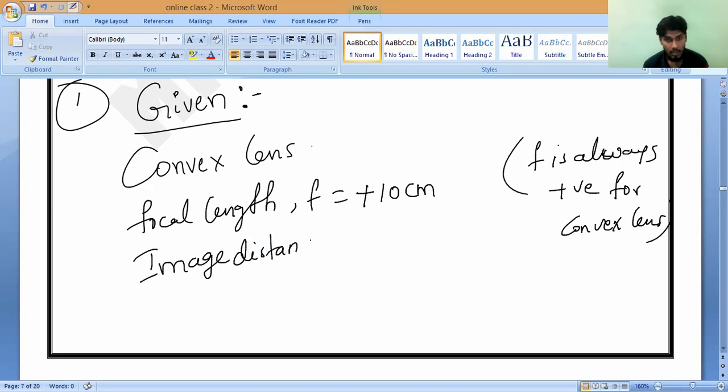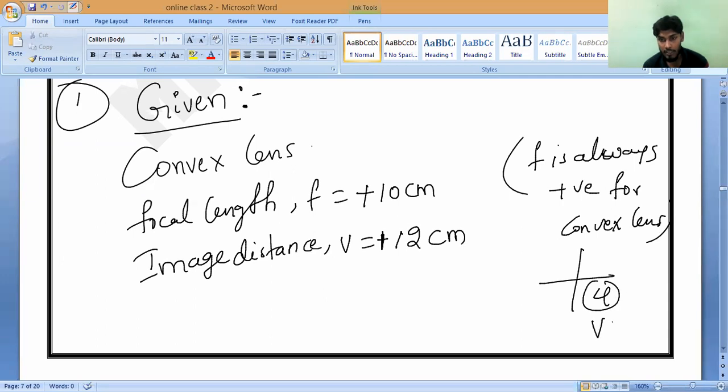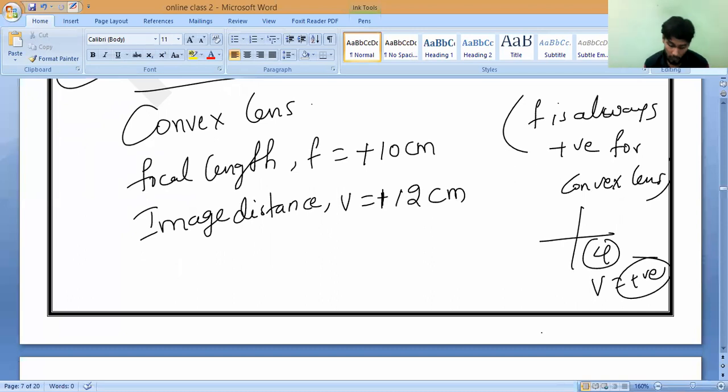Next, image distance V equals, where have they kept the screen? 12 centimeters. That is the wall. There it is a real image they are saying. So real image means V always positive or negative? Positive, sir. Positive, fourth quadrant. So for real image V is always positive. Now what are they asking? Where we should place the object? So object distance.